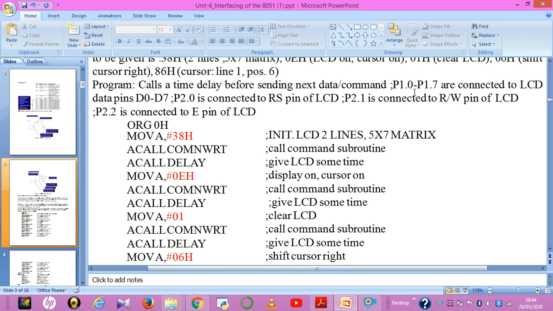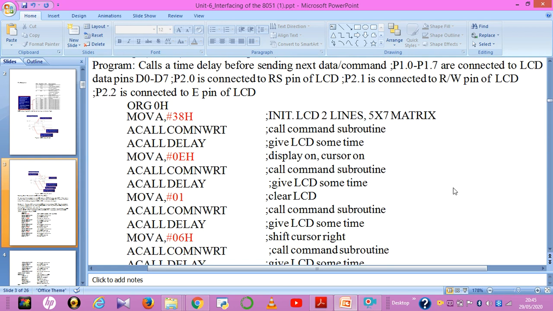The port P1.0 to P1.7 are connected to the LCD data pins D0 to D7. P2.0 is connected to the RS pin of LCD. P2.1 is connected to the read bar write pin of LCD. P2.2 is connected to the E pin of LCD. They are mentioned, which pin of the ports is connected to which pin of the LCD.